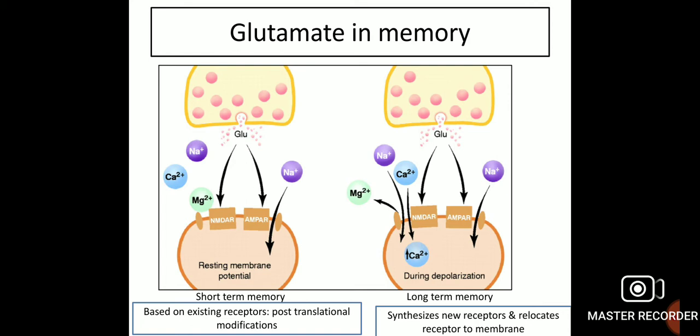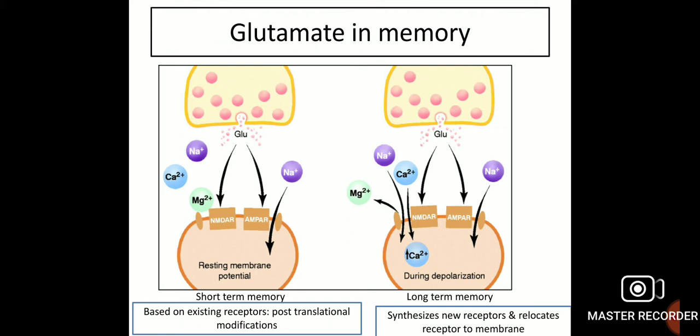In the second figure you can see, if a larger amount of glutamate is there, then magnesium will be released from the receptor and more sodium will come in. Along with that, calcium will also come inside. This will cause depolarization. So this is how long term memory will be created. This is just a part at the synaptic level. So what is next? How do these ions play an important role further?